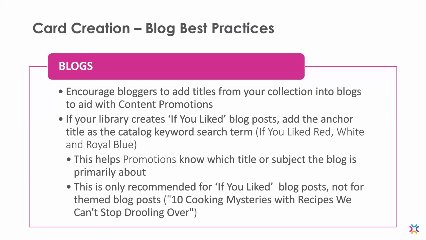So, if you all start to blog, and I hope you do, you'll want to make sure that bloggers end up adding titles into the blogs directly because that gives us the metadata. If your library creates blog posts with, say, if you liked Mad Men, Red, White, Royal Blue, then you can add what we'll call the anchor title for that into the catalog keyword search term because that helps personalized promotions understand what the anchor title is in a blog. You don't have to do it for lists, just for a blog.